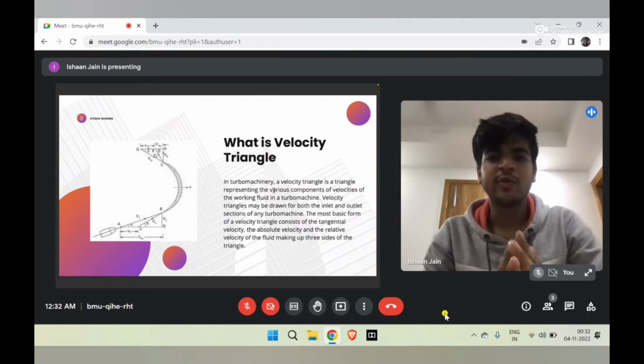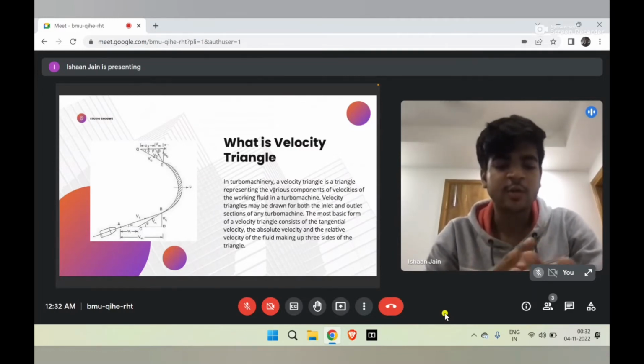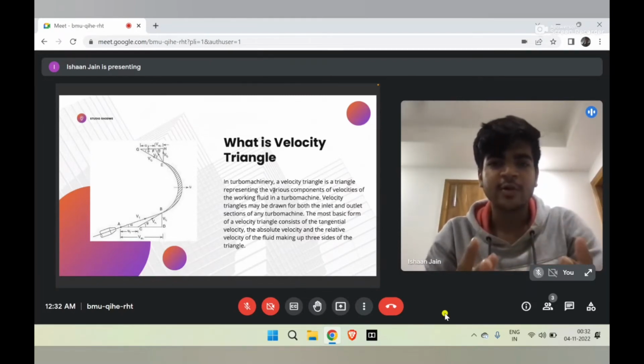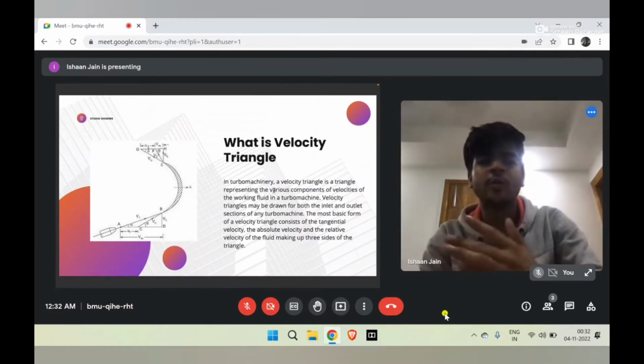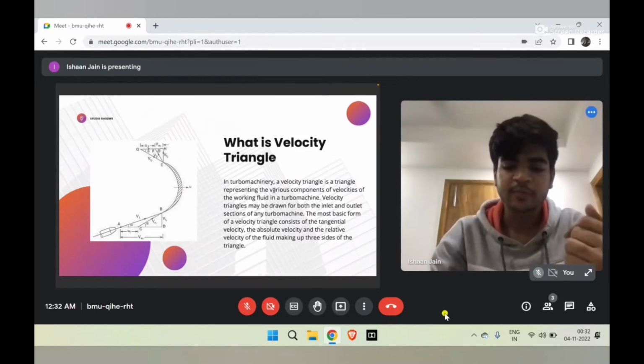And the most basic form of a velocity triangle comprises three velocities, which are tangential velocity, relative velocity and absolute velocity, and these three velocities combine together to form the velocity diagram, which we better know as the velocity triangle.